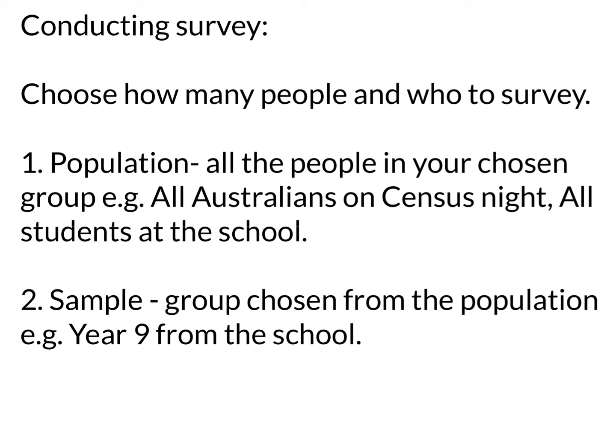Or we could survey all the students at the school if that was our chosen group. So that's a population. A sample is a group chosen from the population. So when we were talking about the students at school, the sample could be year 9. And that might be a good representation of the whole population. But that's what a sample does. It's a representation of, or hopefully a true representation of what the whole population's thinking. So you don't have to survey everyone, you can survey a smaller group.